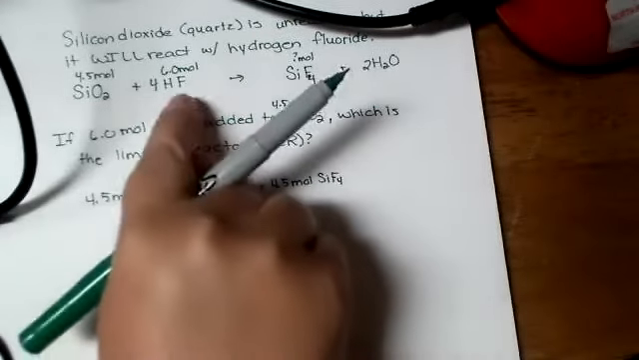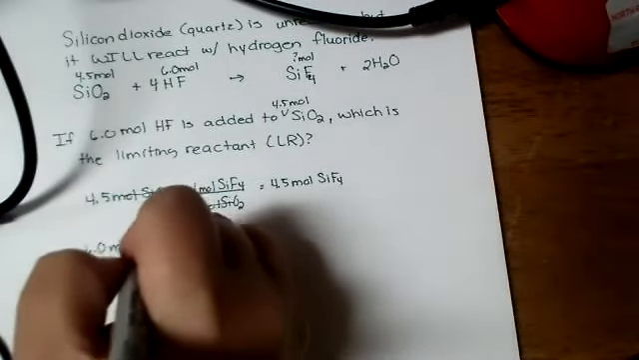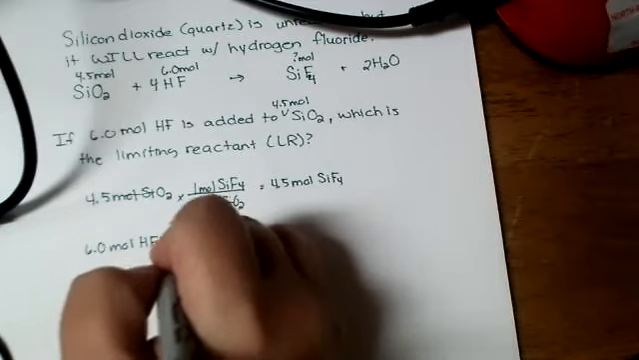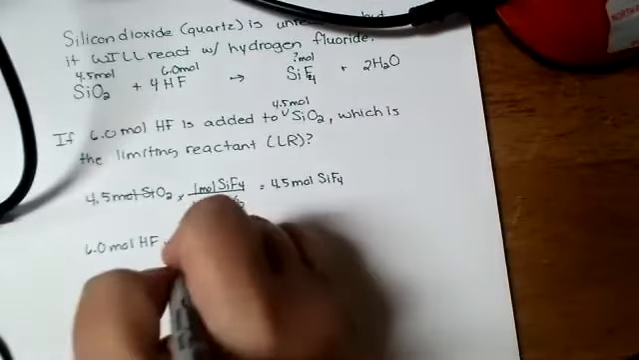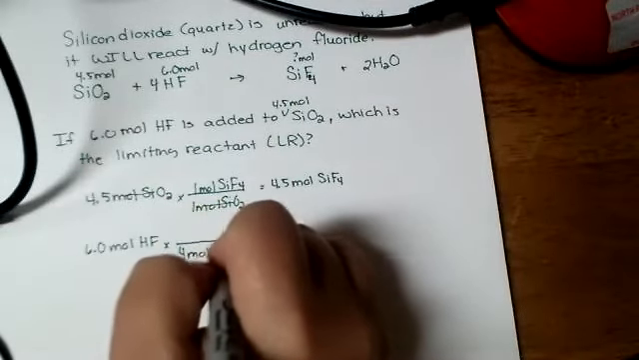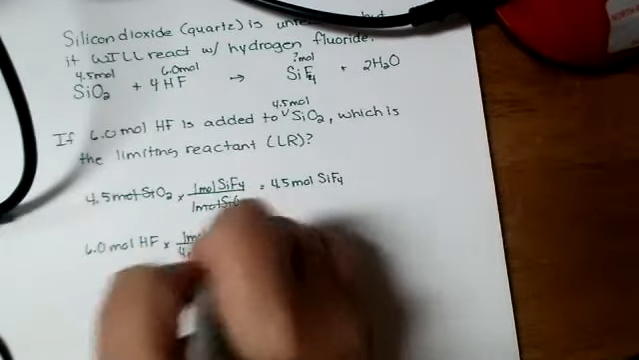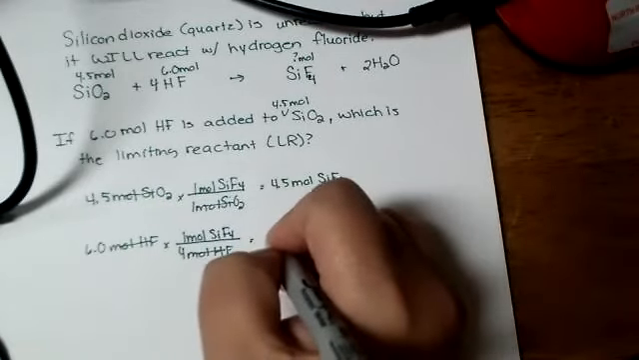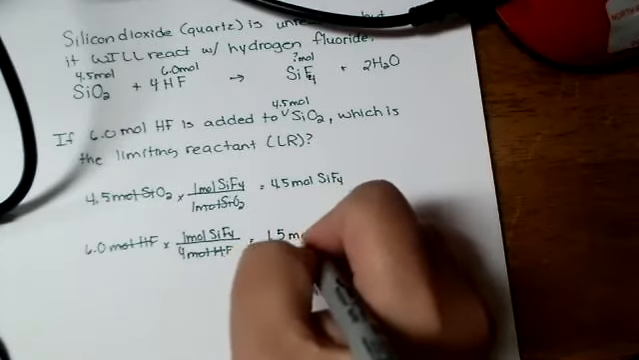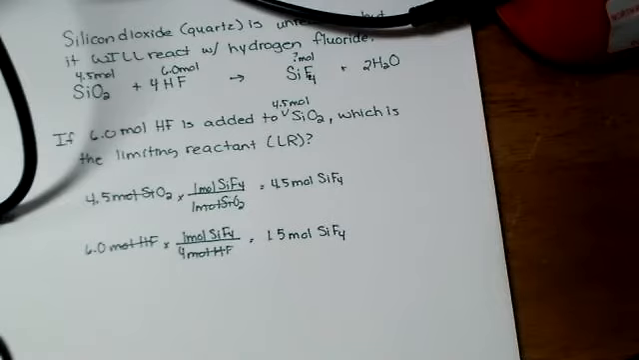So I need to do the same thing with this other reactant. So I'm going to come over here and put 6 moles of hydrogen fluoride. And then I'm going to do my mole ratio with the same product, 4 moles of HF, 1 mole of silicon tetrafluoride. And then I'm going to run that through my calculator. And when I do, I get 1.5 moles of silicon tetrafluoride. Now that's pretty simple, just a simple mole to mole problem for us.